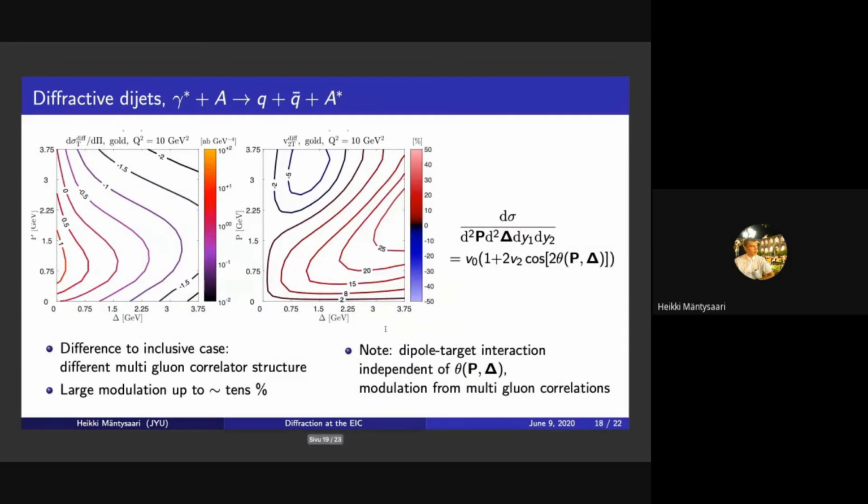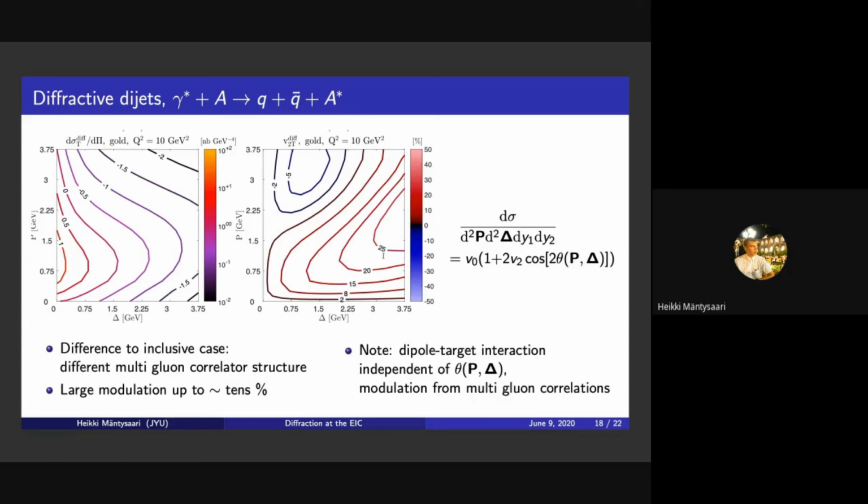I will go through this very quickly by only looking at this 2D plot, where what I'm showing is again this kind of V2 modulation, but now it's modulation in the azimuthal angle between the momentum vectors P and delta.